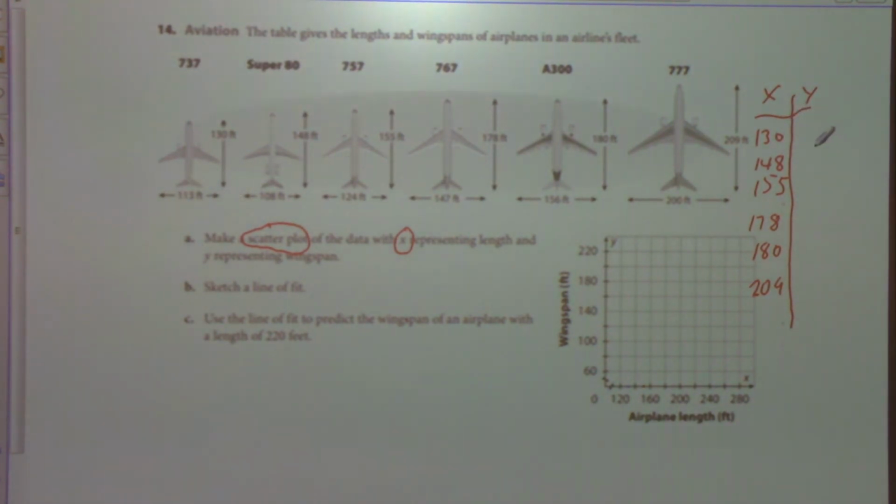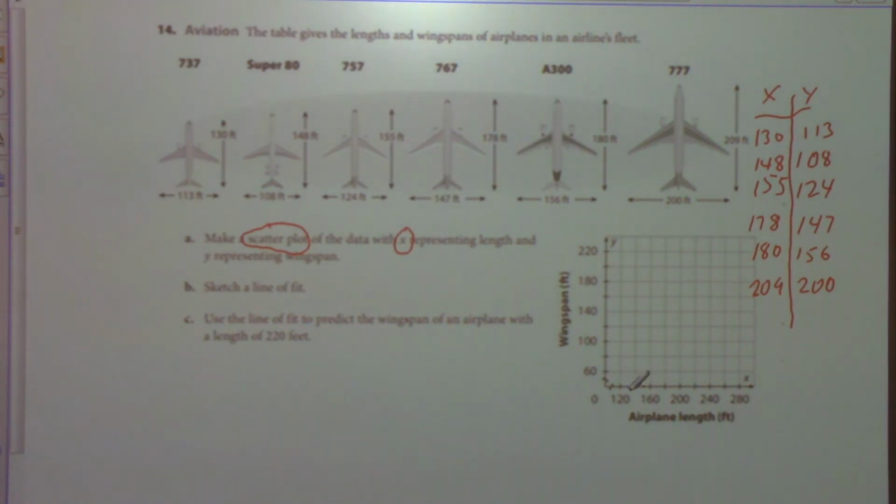These numbers right here: 113, 108, 124, 147, 156, and finally 200. And now we can use this to make a scatter plot.